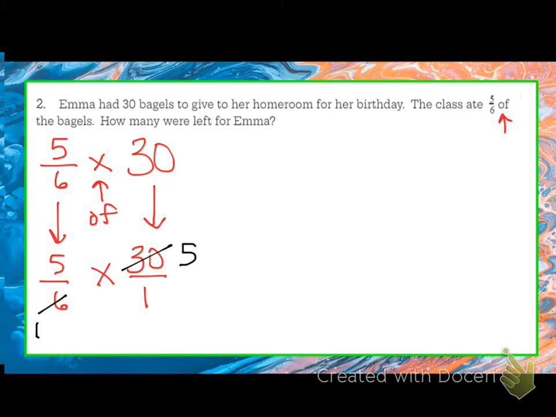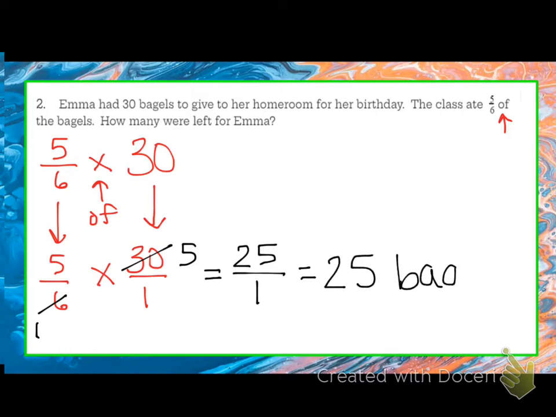And then we always, again, want to double check and make sure that we can't simplify anywhere else, which in this case we cannot. So we multiply across. So 5 times 5 gives me 25. 1 times 1 gives me 1. 25 divided by 1 is 25. So we have 25 bagels. But what does this 25 bagels represent? In this case, that represents how much her homeroom has consumed.